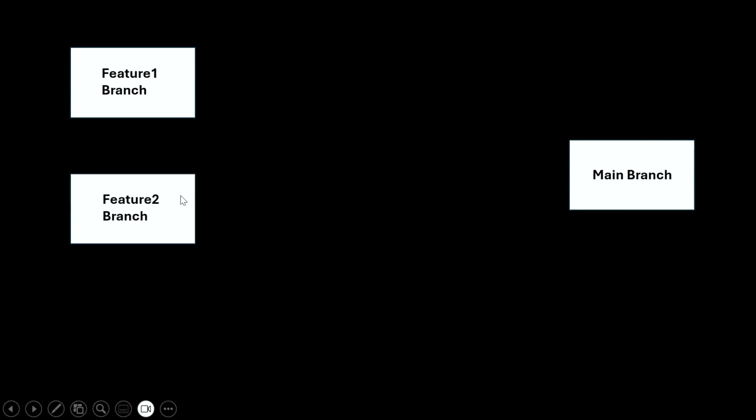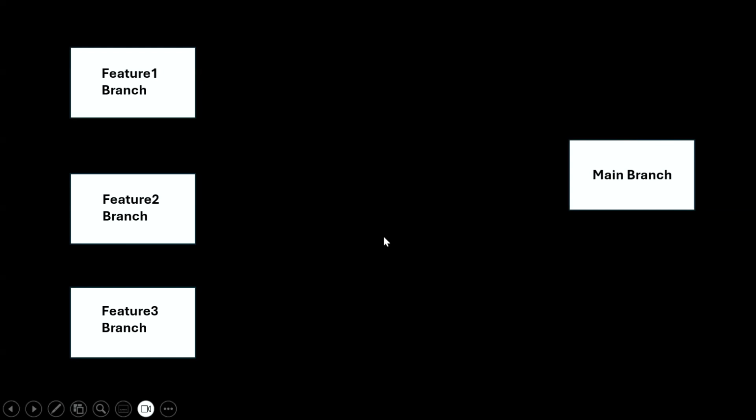In a similar way, one more branch has been created by developer 2, and he is working on feature 2. In a similar way, developer 3 has created his own branch and is working on that particular branch. So all the developers created their own branches and are working on specific features for the same application. Okay. So once their code is ready, what will they do? They will push the code, not to the main branch.